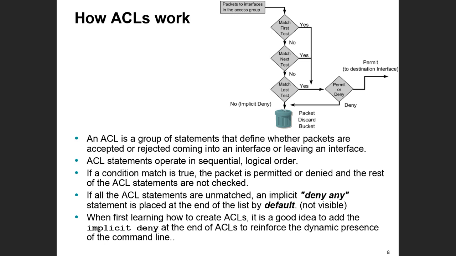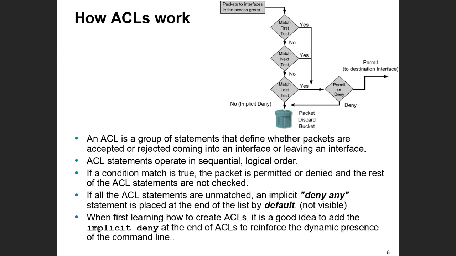So each line is tested one by one. And as each line of the access control list is checked, if the address on that packet matches the address in the line, then either the permit or deny will take place. And the rest of the access control list statements in that list won't be checked. If the condition match is not true on that line, for example, the IP address of the packet coming in doesn't match this particular line, he'll drop down and check the second line. And he'll drop down and check the third line. He'll continue through the list until he finds a match.